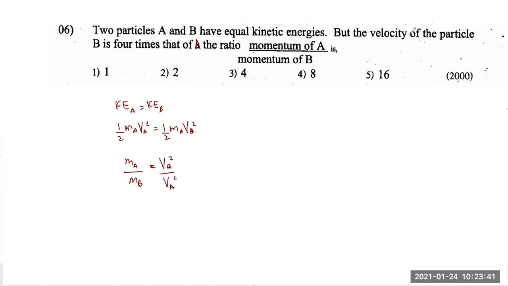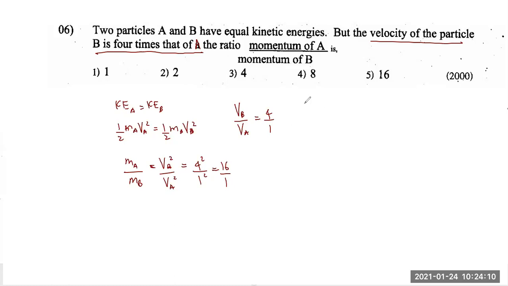And moreover, the velocity of particle B is 4 times that of A, which means this is the ratio between them, 4:1. VB is 4 times larger than VA. Therefore, VB over VA is 4/1. If I substitute it here, it will be 4 squared over 1 squared. Therefore, it's 16/1. Okay, now let's move on.